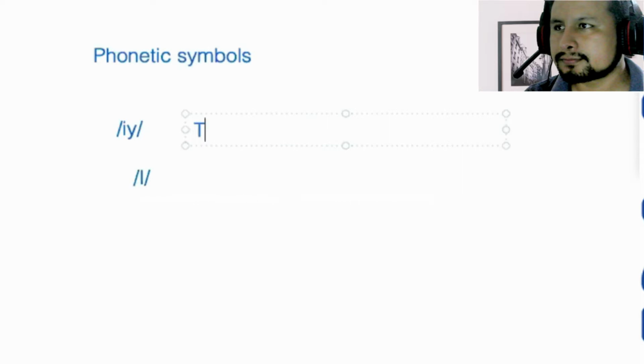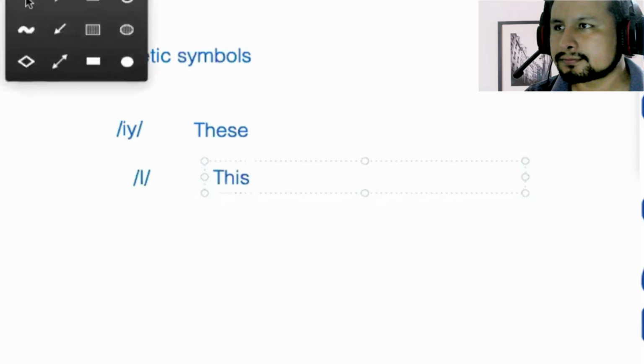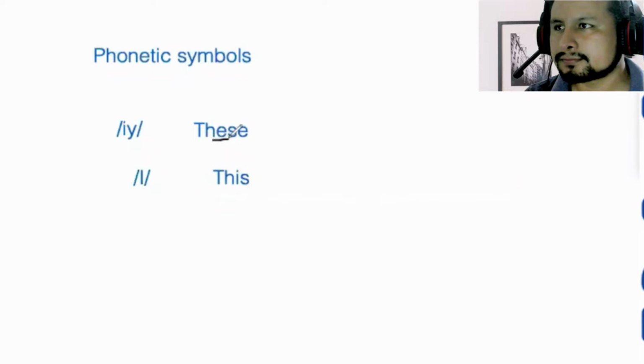For example, between these two words that you learn in Basic 1. The plural, these, and the singular, this. Okay? So in this case, this sound is this. And this sound is this. So they're different. These and this. Okay? You see the difference.